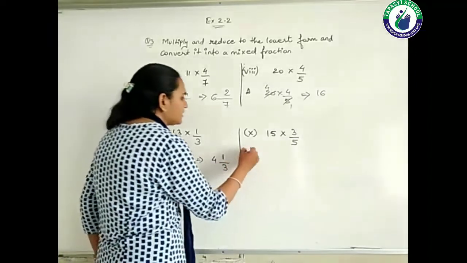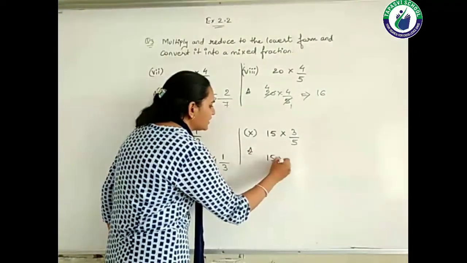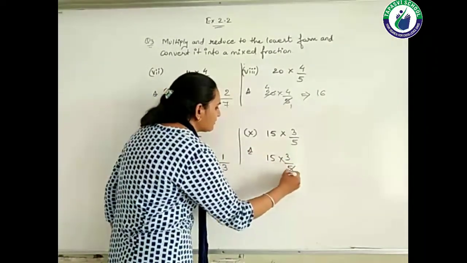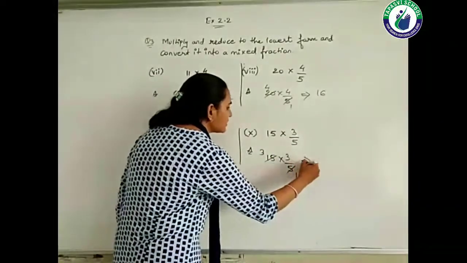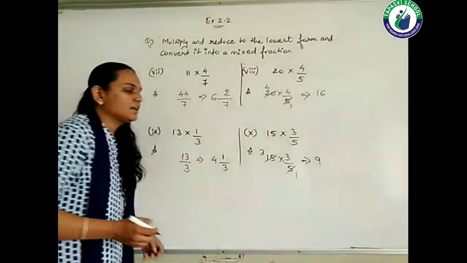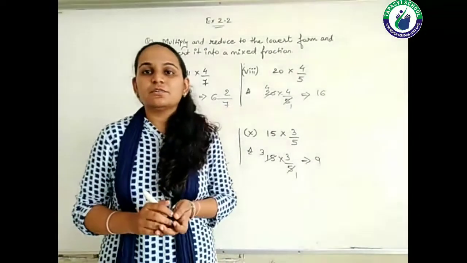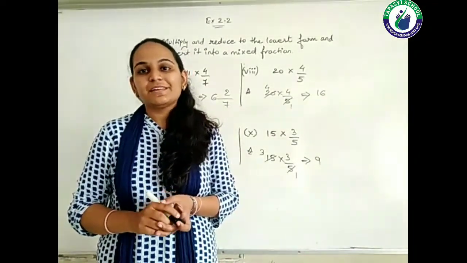Now next one, 10th one. 15 into 3 upon 5. 5 1s are 5, 5 3s are 15. So 3 3s are, students, 9. Right? Okay. I hope you have understood question number 3.